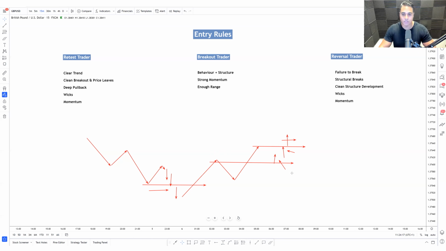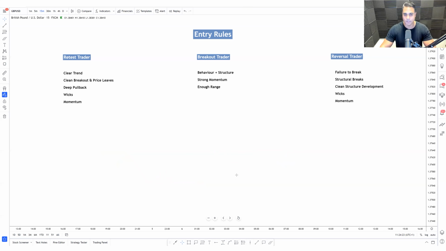I'm not going to talk to you about stop losses at all today, but this is how you're going to be looking at it. The next thing you need to see is strong momentum. Now, there's two ways you can identify strong momentum. You can identify strong momentum from a higher time frame confluence. So let's say we're using the 4H time frame and we're using the 15-minute time frame.